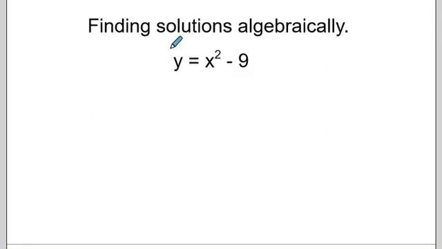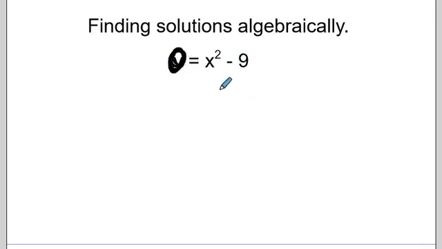All right, but what if we don't have a graph? Well, we also have many ways we can find our solutions algebraically. So y equals x squared minus 9. If we're trying to solve it, that means that y needs to equal 0. So x squared minus 9 equals 0.